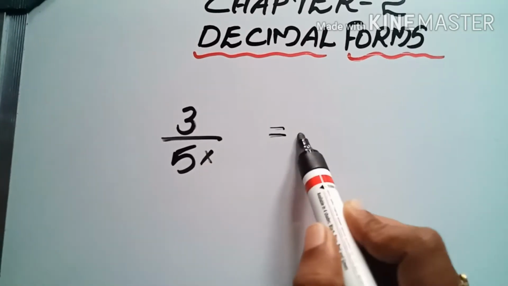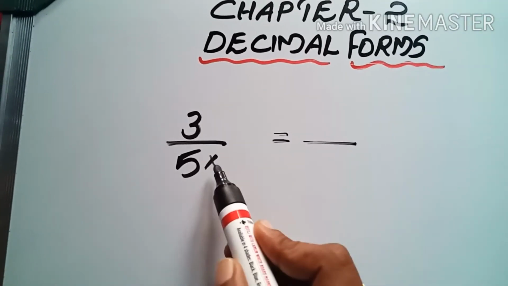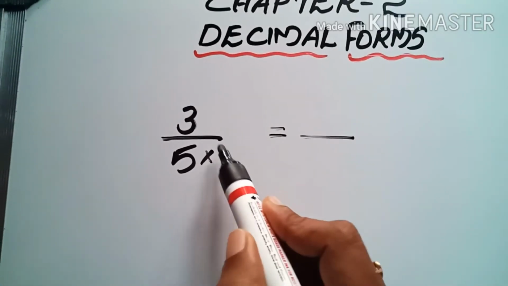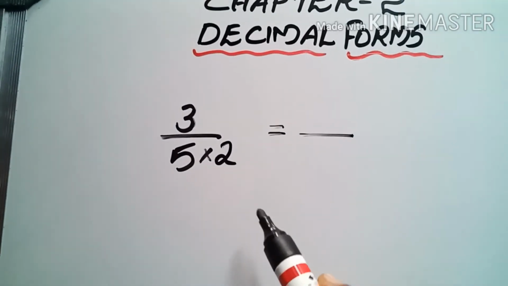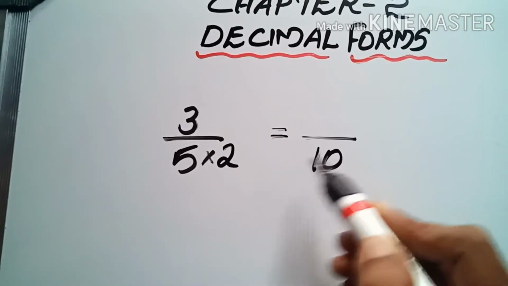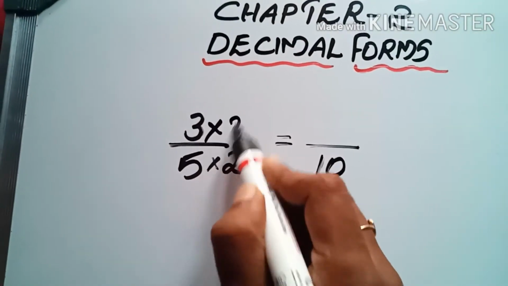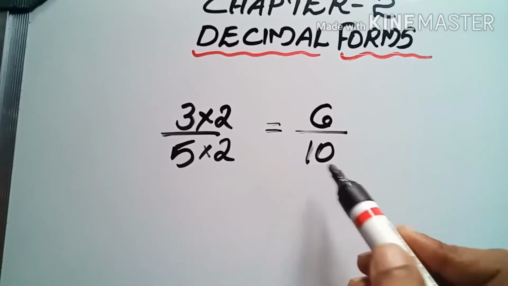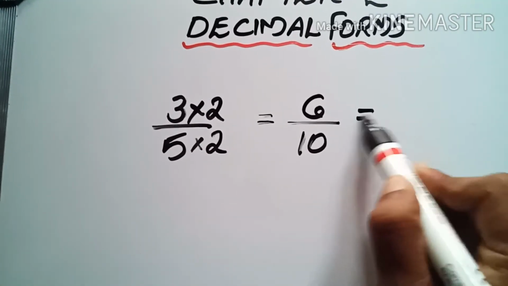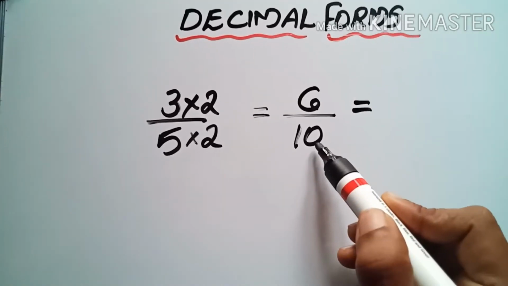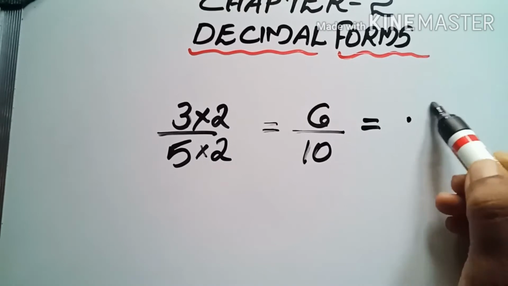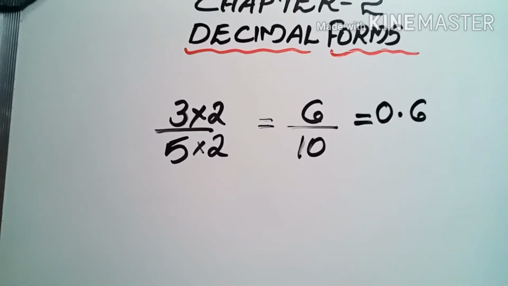Okay, so in order to get 10 here, by which number we need to multiply this 5? We know 5 into 2 is 10. The same into 2 we need to apply in the numerator also. 3 into 2, that is 6 by 10. We already did this. Okay, so 6 by 10. So answer will be what? Only 1 zero means before one number we need to put point. So 0.6 will be the answer.